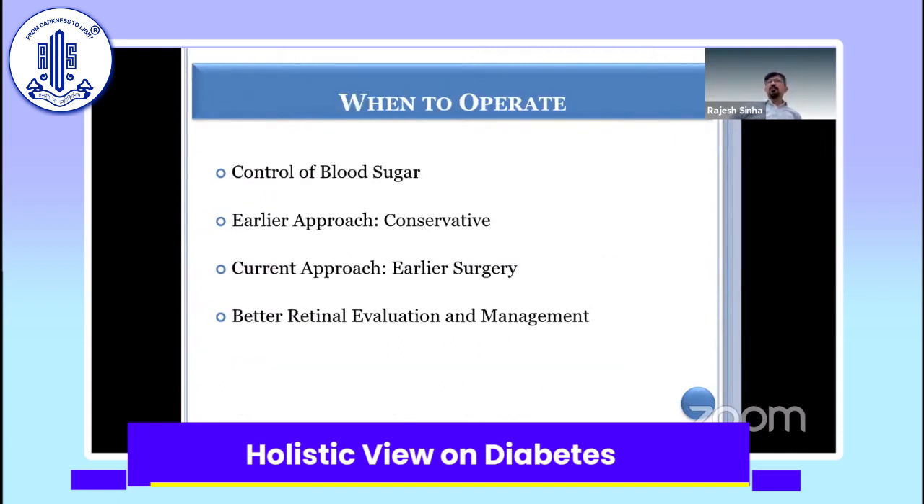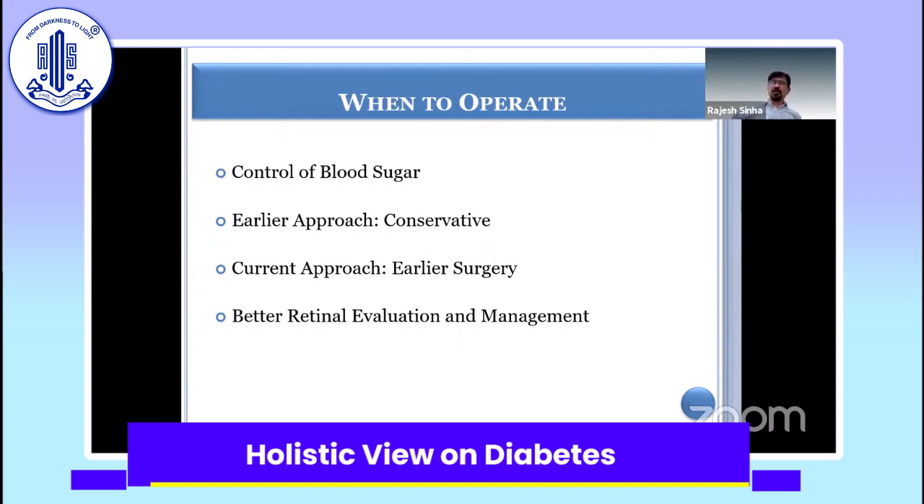The question is, whenever a patient comes to you, you have to think about it. And the most important thing that we have been discussing from the very first talk is when should we operate in a case of cataract in a person who is diabetic. What is most important is that good control of blood sugar should be done.